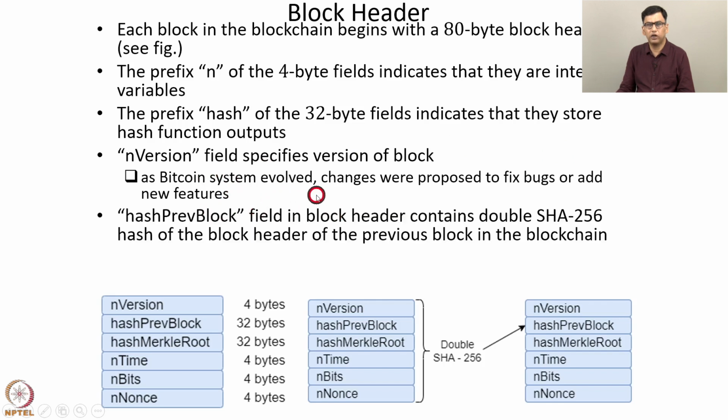hashPrevBlock contains the double SHA-256 hash of the block header of the previous block in the blockchain. That is shown over here. This is the block header of a particular block, and the double SHA-256 hash of this header is computed, and that is stored in the hashPrevBlock field of the next block in the blockchain. Recall that the blockchain is a linked list of several blocks. So, for a particular block, we find the double SHA-256 hash of the block header and store the value in the hashPrevBlock field of the next block.